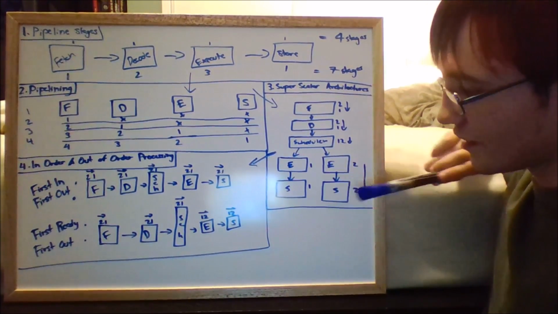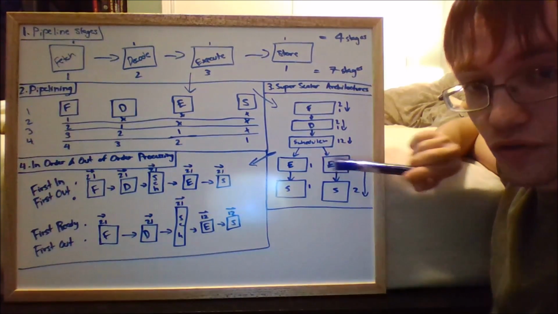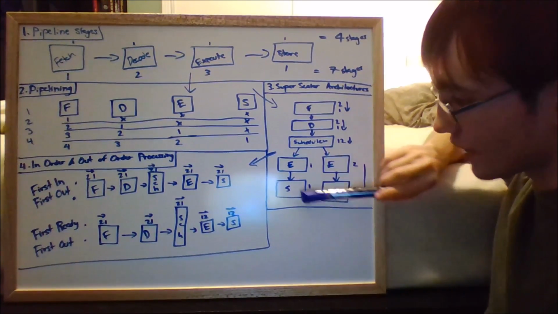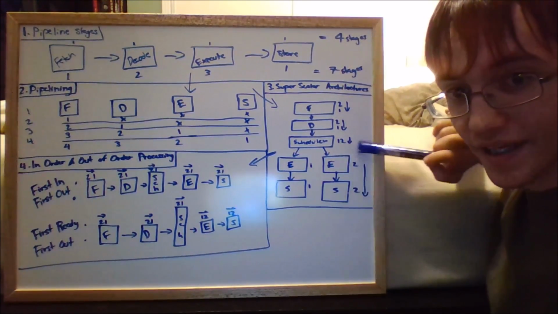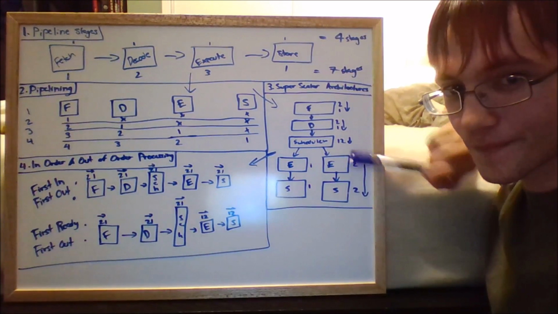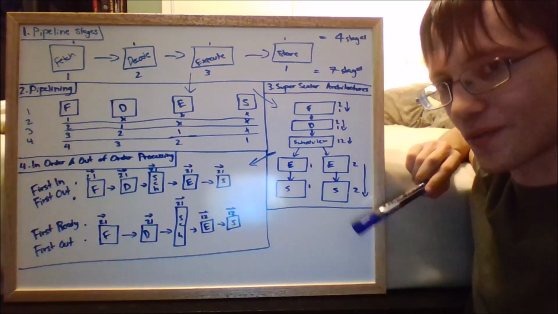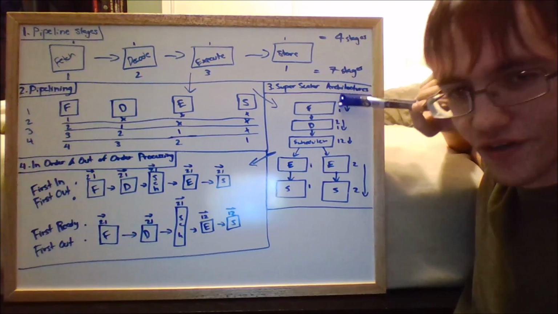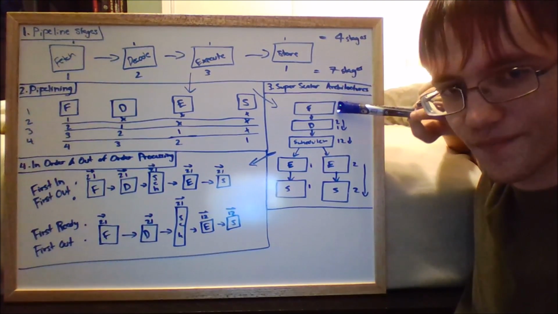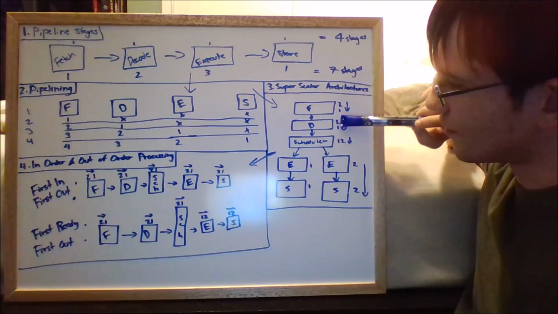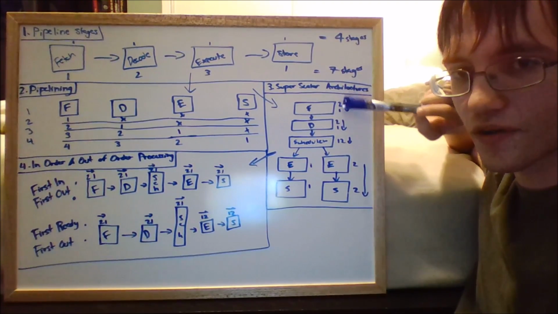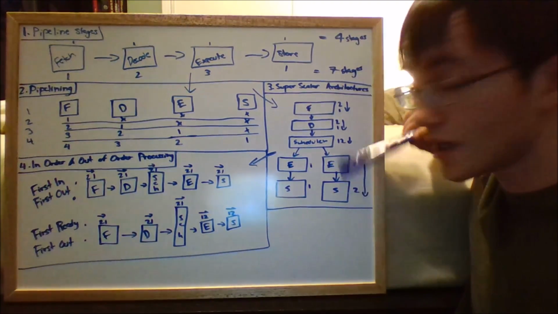And if you notice, there's 2 execute units here, and there's 2 store units here, and they can each handle 1 at a time. So you can probably tell where I'm going with this. First instruction goes through. It goes to fetch. It's done. It goes to decode. The second one goes to fetch. We're using pipelining, by the way.